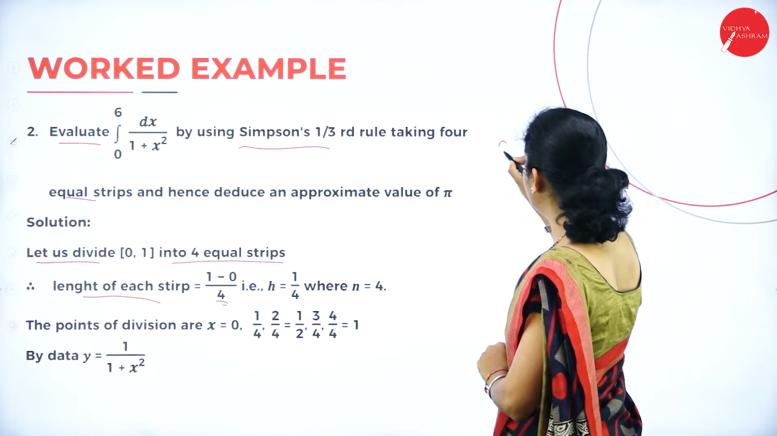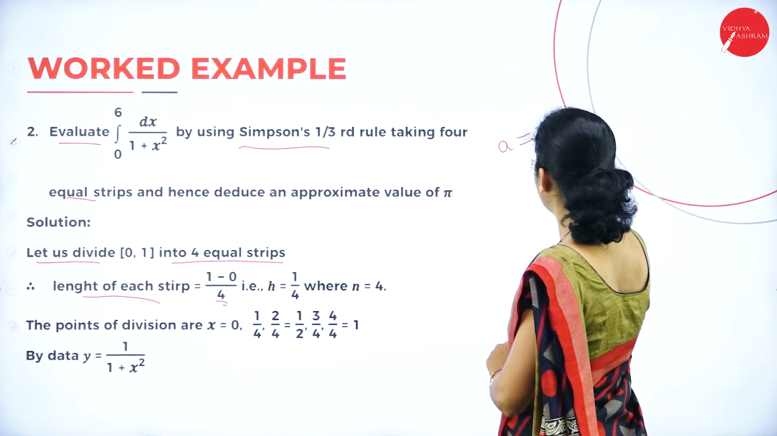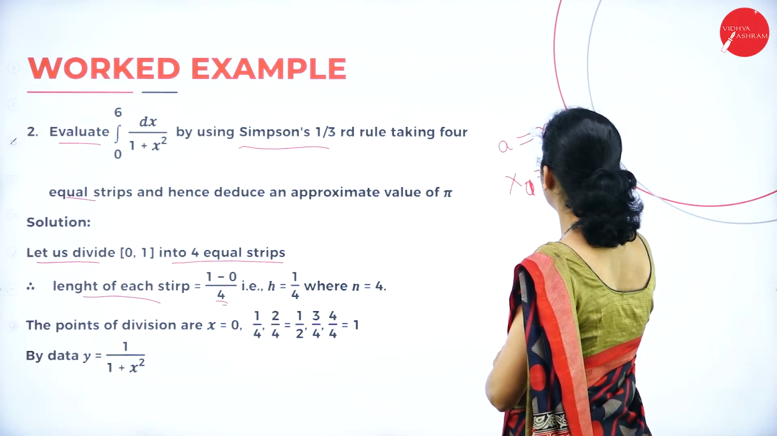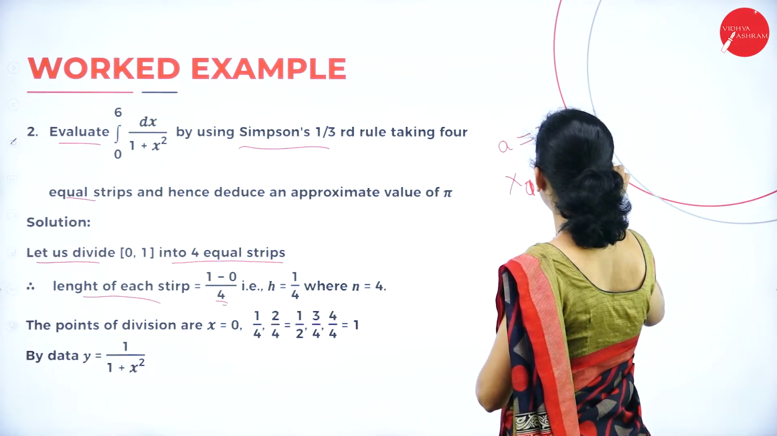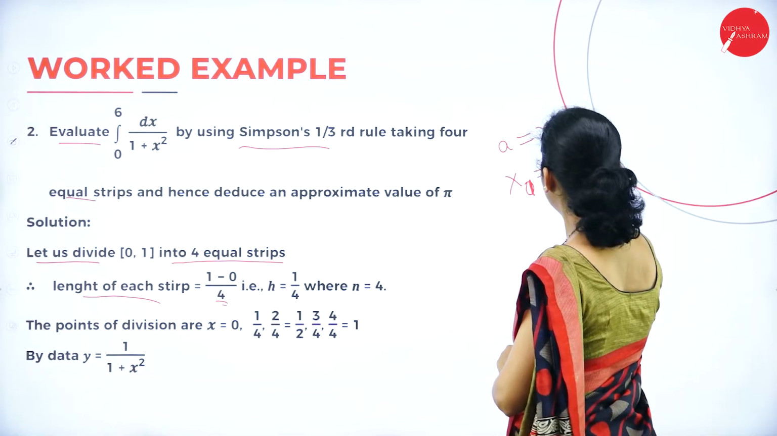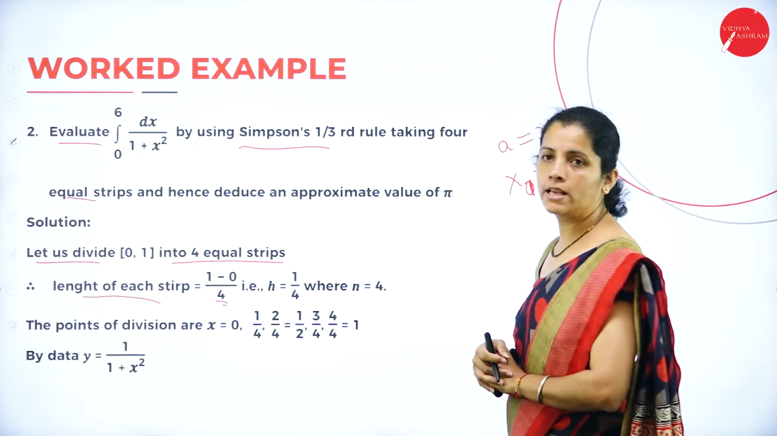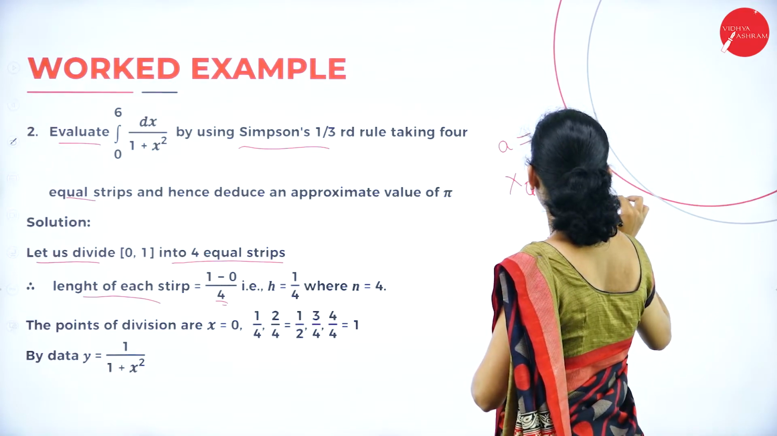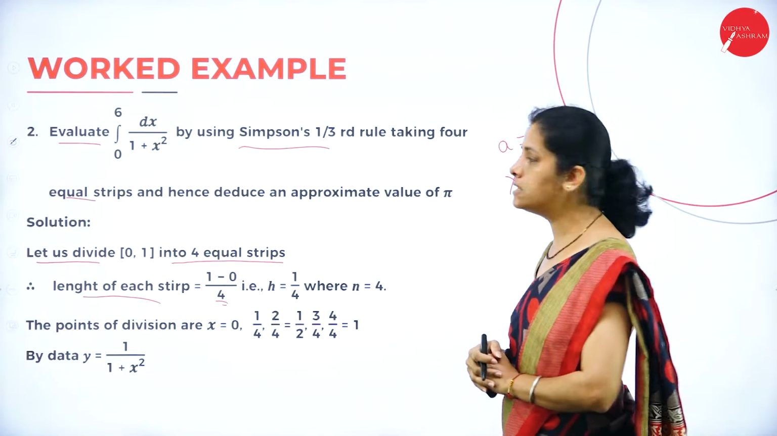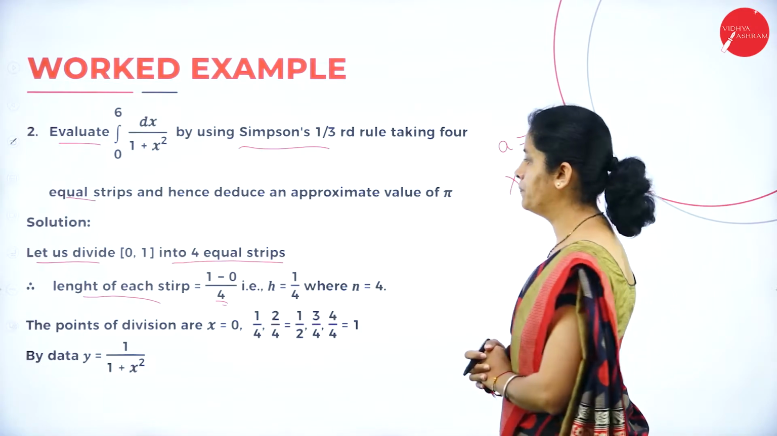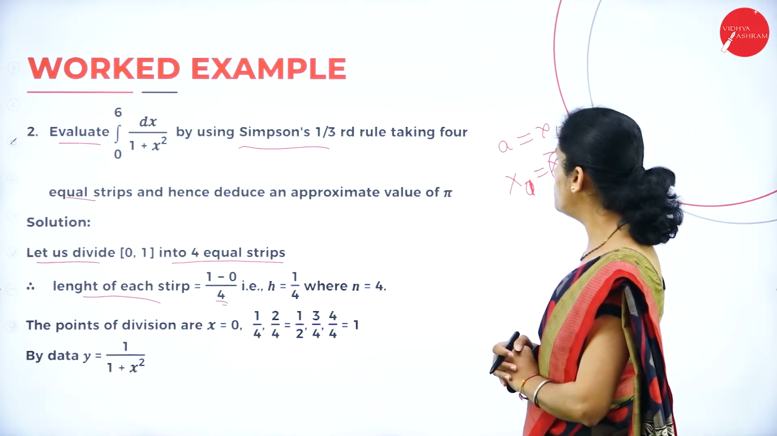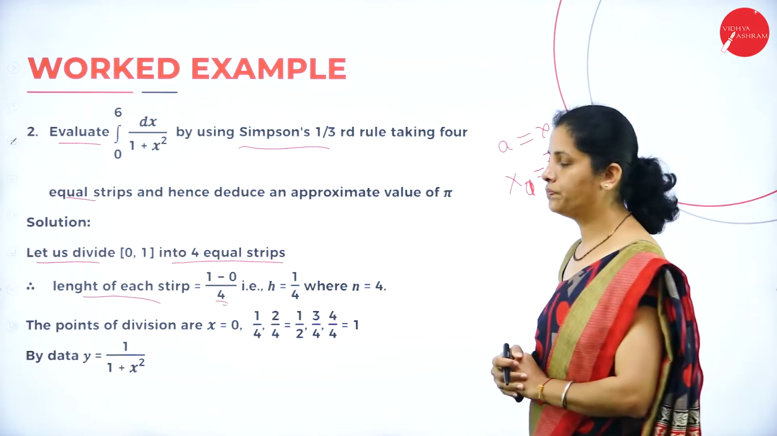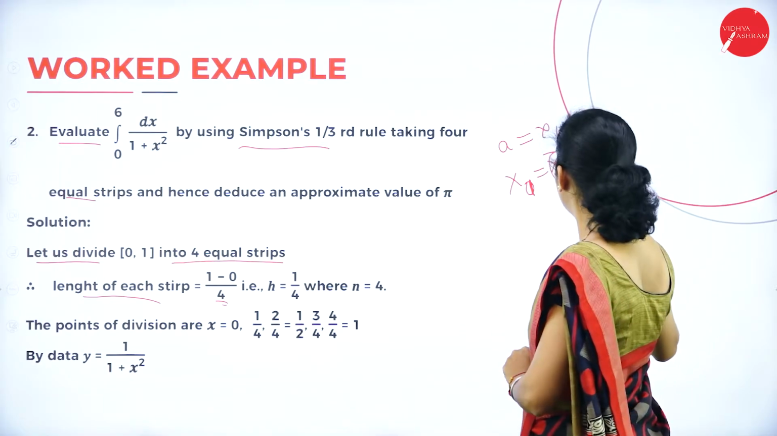So dear student, we know that a is nothing but x0. Suppose if I want to get x1, then it is x0 plus h. So here, what is x0? x0 is nothing but 0, plus h. How much is h? h is nothing but 1 by 4.